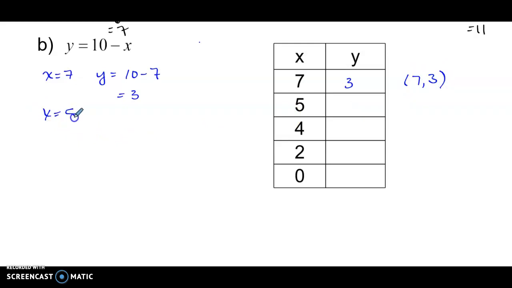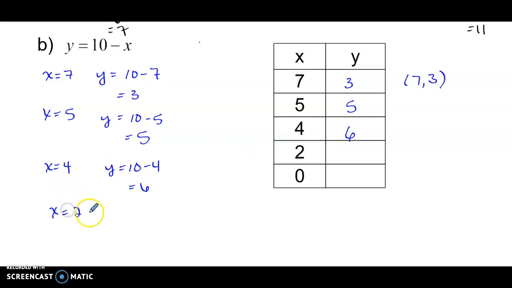I'll put 5 in. y is equal to 10 subtract 5. When the input value is 5, the output value is 5. Independent variable, dependent variable. When x is 4, 10 subtract 4 is 6. When x is 2, 10 subtract 2, well, that's 8. And our last one, when x is 0, 10 subtract 0 now is 10.